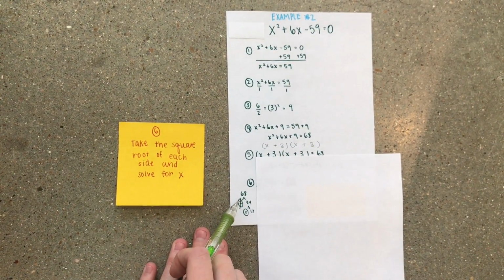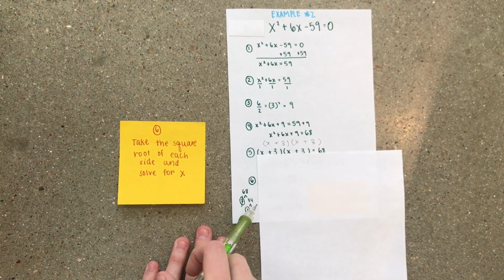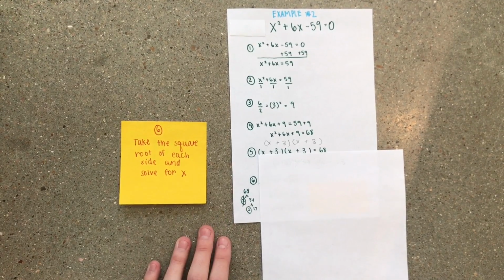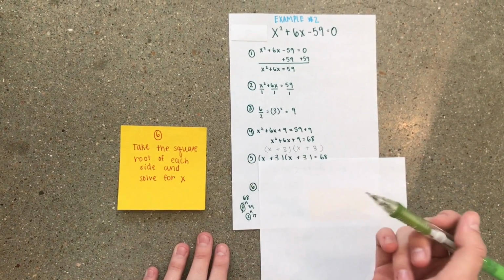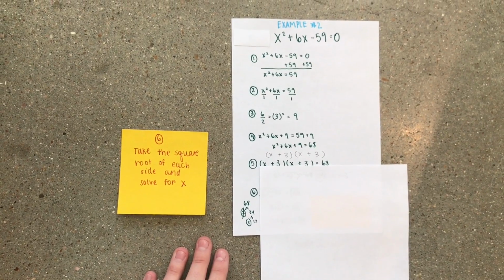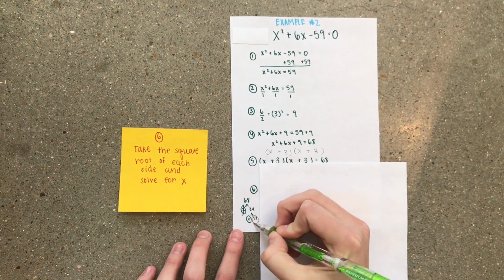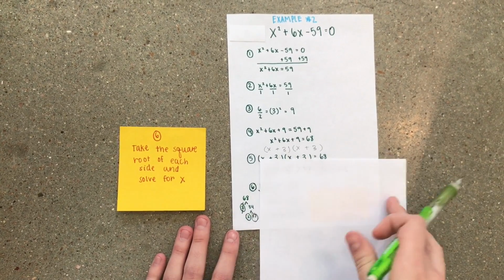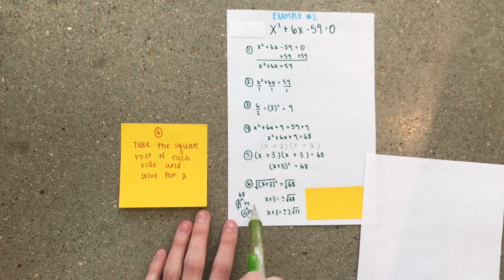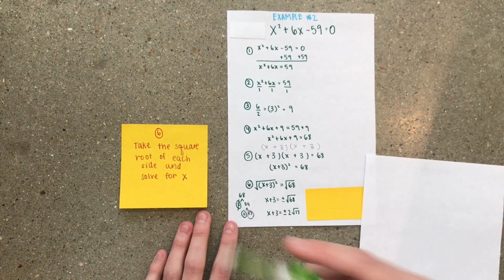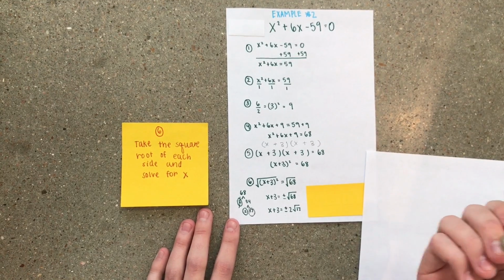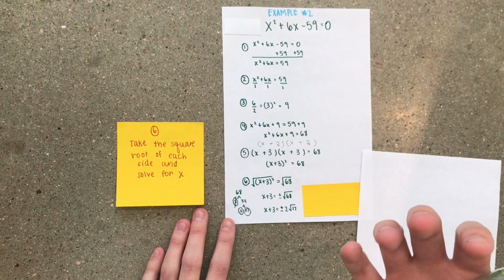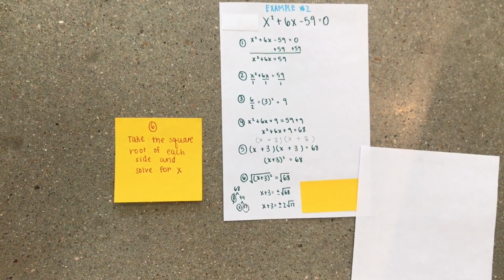So 68 goes into 2 and 34, then 34 goes into 2 and 17. When you have two of the same prime numbers, one can go outside and then the other one will disappear. So now I have two prime numbers, 2 will be going on the outside and 17 goes on the inside, and so we get x plus 3 equals plus or minus 2 root 17. I mean, the square root of 17.